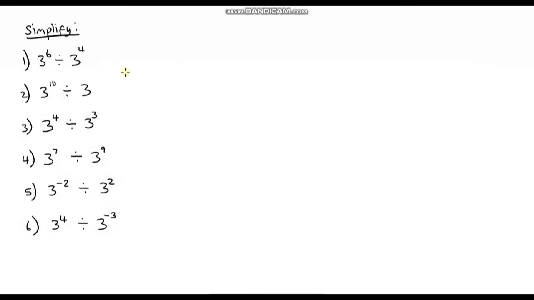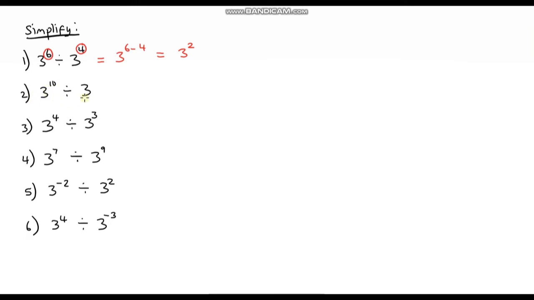Okay, so it's over to you now. Pause the video and see if you can simplify these 6 expressions by writing them as single powers of 3. Okay, the first one, 3 to the power 6 divided by 3 to the power 4. So remember, when we've got the same base, we just subtract our indices. So it's going to be 3 to the power 6 minus 4, which is 3 to the power 2.